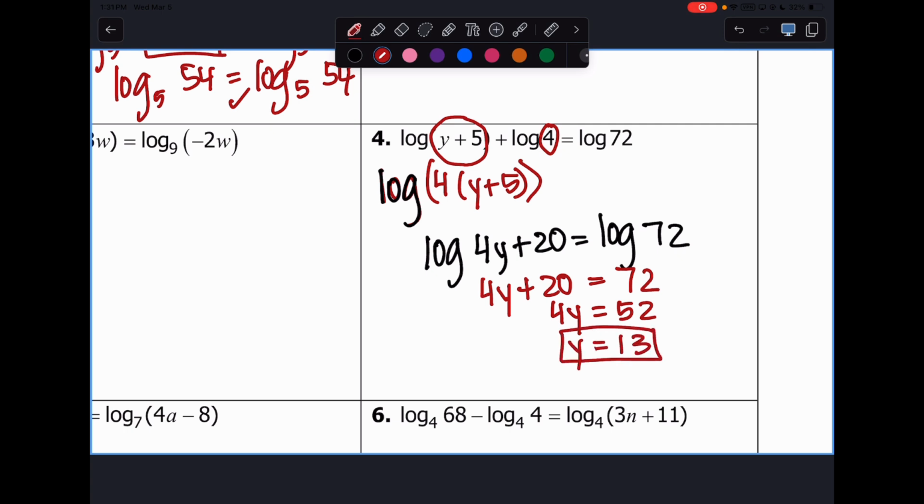Wait, so does the number have to be under the g in order for it to be a base? Yes. It has to be a subscript to the word log. Subscript? What does that mean? It's the tiny one under. But if I say under, it might seem like fractions, so subscript would be right here. Okay.